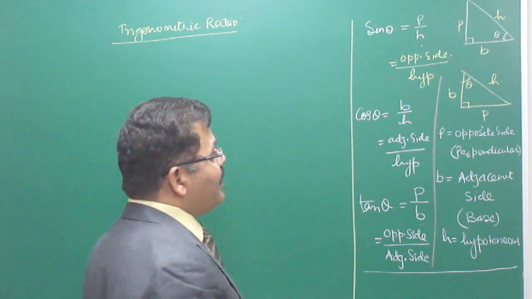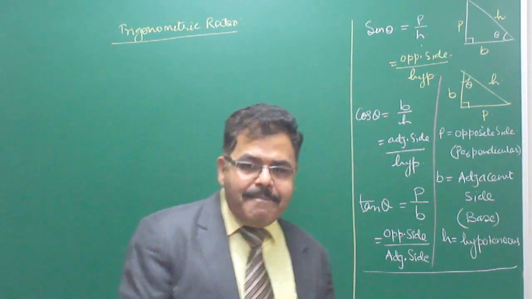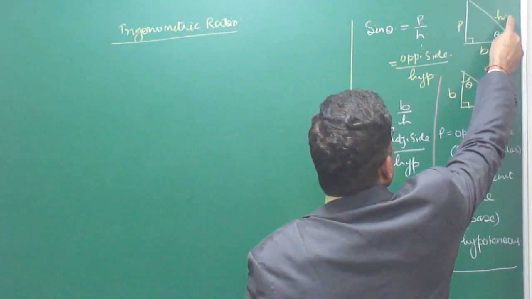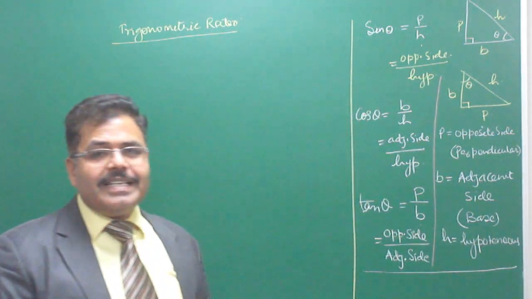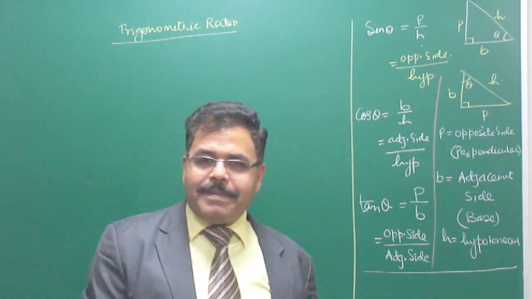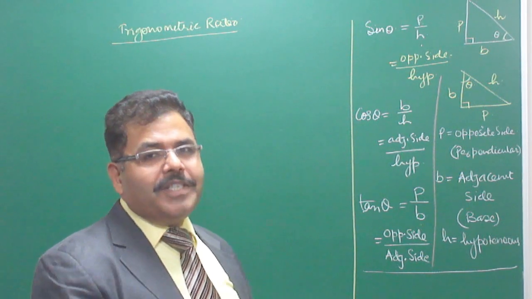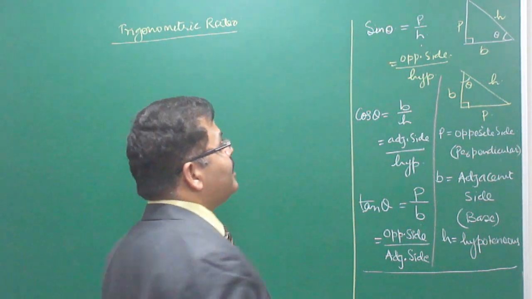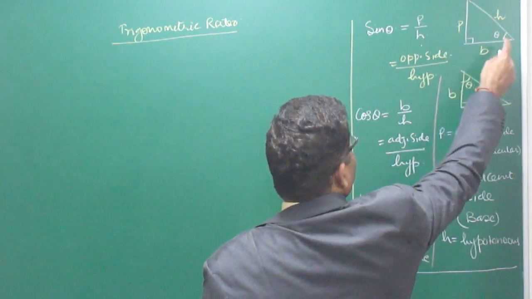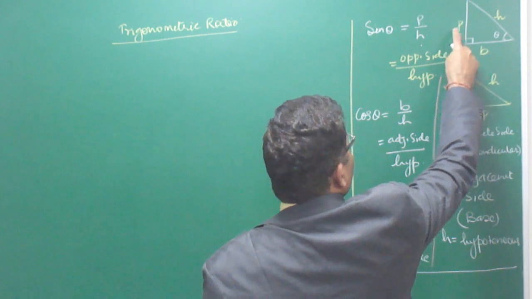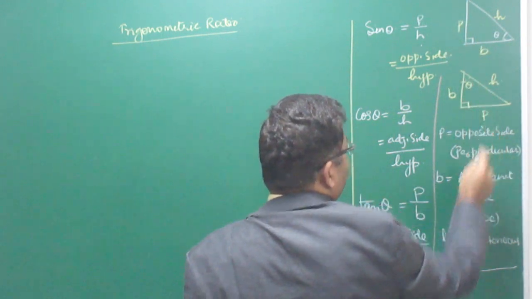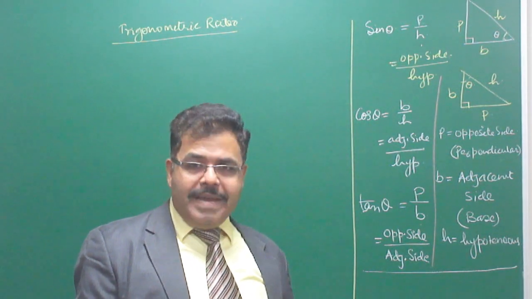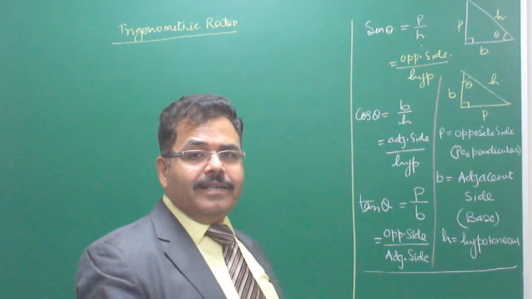The first thing is that you should recognize which one is hypotenuse. The side opposite to the right angle is always hypotenuse. So this will be the hypotenuse. Another thing is which side is the perpendicular, that is the side opposite to the acute angle. The angle which we are considering, the side opposite to it is the perpendicular. So for this theta, this is the perpendicular. If theta is here, then this will be the perpendicular. And the remaining third side is considered to be base or adjacent. Right? I hope you got it.